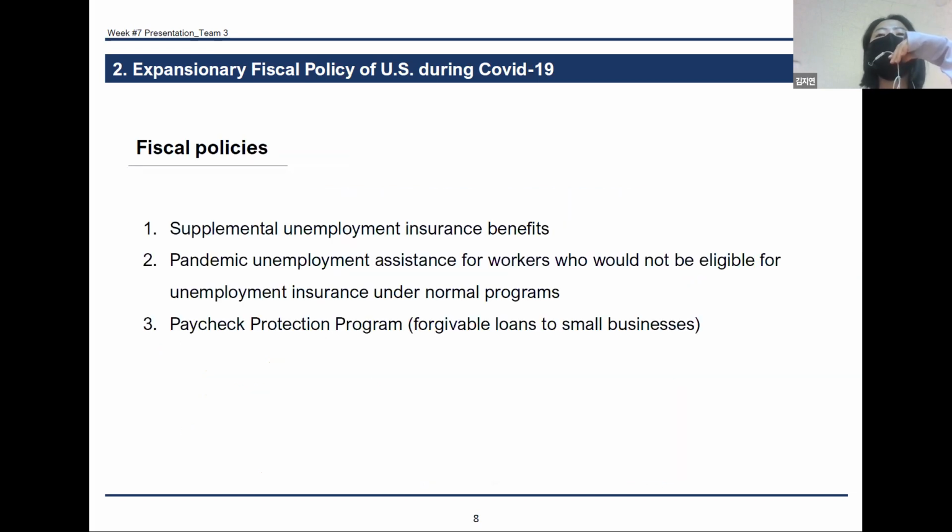So there are these specific fiscal policies the US enacted last year. They did the supplemental unemployment insurance benefits. Secondly, they did a pandemic unemployment assistance for workers who would not be eligible for unemployment insurance under normal programs, such as independent contractors, self-employed workers, and gig economy workers. Thirdly, they did a paycheck protection program, which means forgivable loans to small businesses.